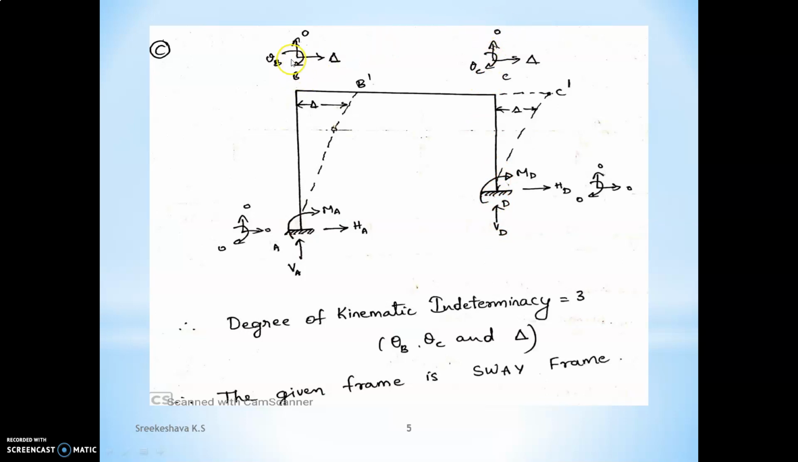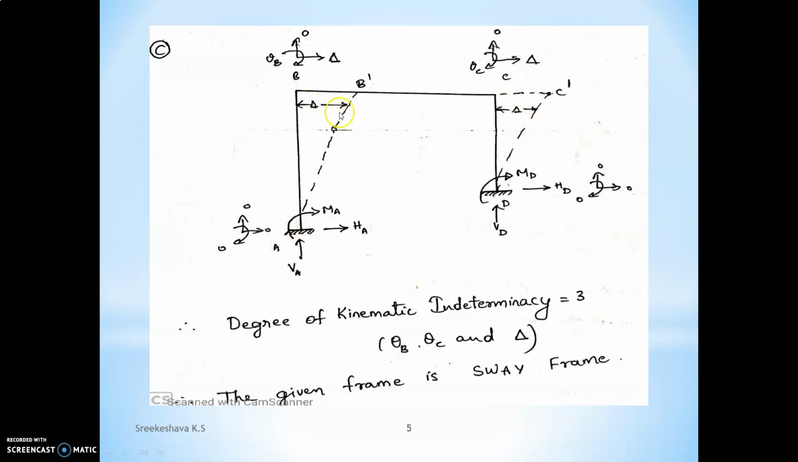But what happens? Come to the horizontal component. Here we are not having any supports. At joint C I am not having any support, at joint B I am not having any support. So it can move. B moves to B dash, C moves to C dash by the same amount. This is a very, very important thing.